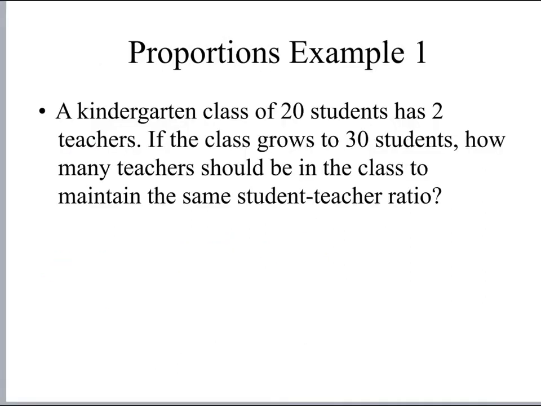Okay, so here we have the kindergarten class of 20 students, and it has 2 teachers. If the class grows to 30 students, how many teachers should be in the class to maintain the same student-teacher ratio? So we can write this as a proportion.